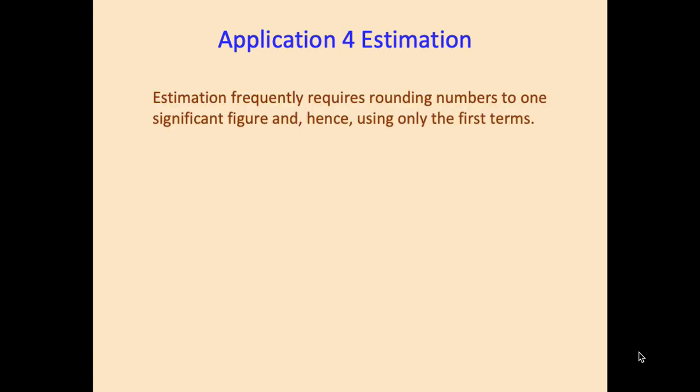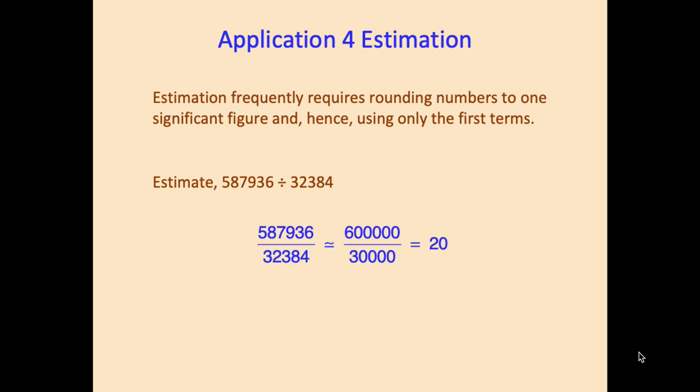Here's an application, estimation. Estimation frequently requires rounding numbers to one significant figure, and hence using only the first terms. So for example, we might have this division here, and we want to get an estimate for it. By rounding both these numbers to one significant figure, we arrive at 600,000 divided by 30,000, which is 20. The real value is 18 point something. But for an estimation, this is close enough.